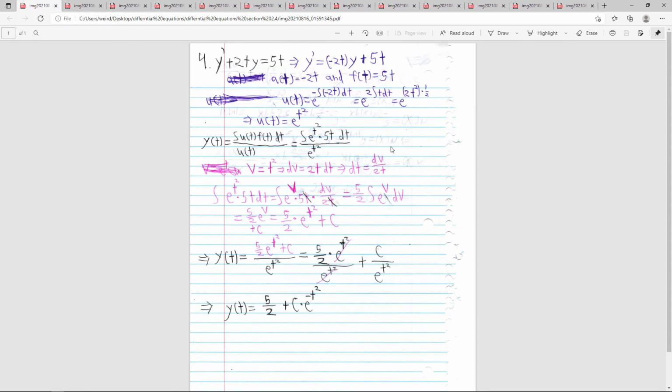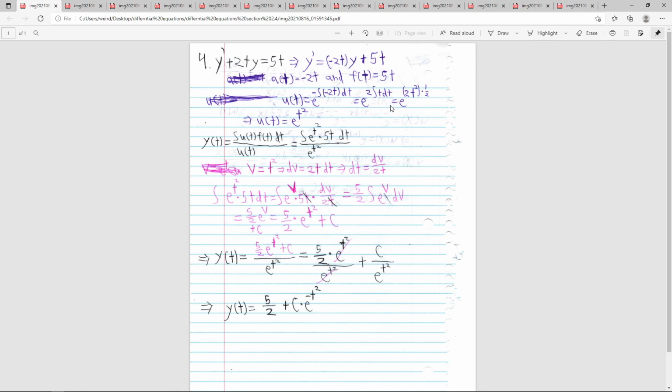That was an easy one. So we have y prime plus 2ty equals 5t. Oh wait, no, that's a t. Plus 2ty equals 1. So we subtract 2ty on both sides to get y prime by itself. Then we have negative 2t as our a of t.